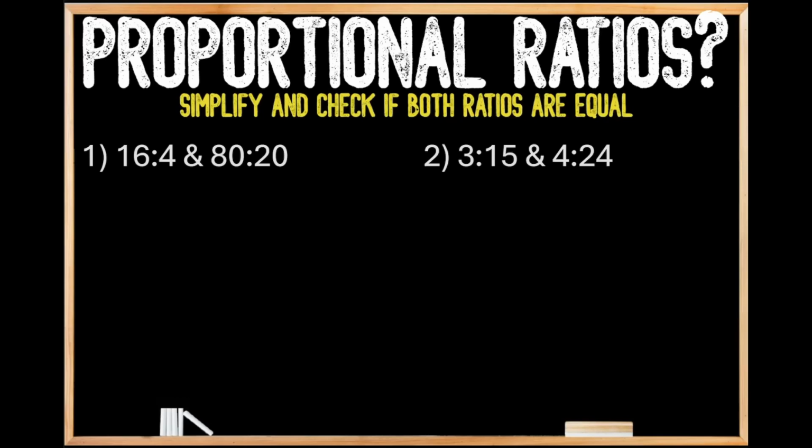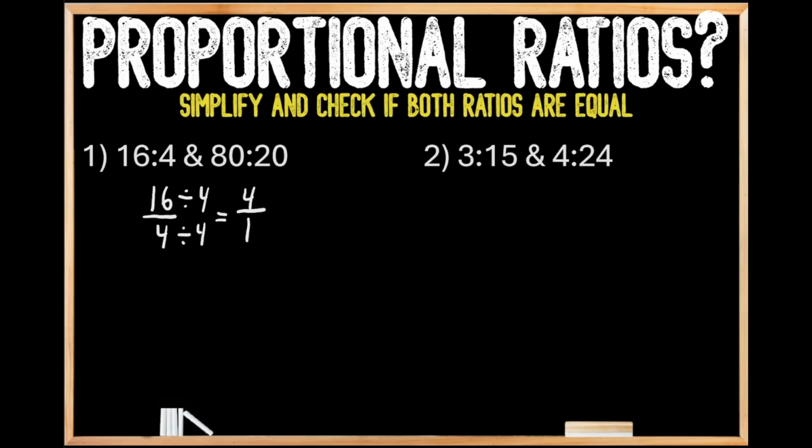So the first ratio here we have is 16:4. And we're going to divide both of these terms by their greatest common factor in order to simplify this ratio. In this case, both terms share the greatest common factor of 4, so we're going to divide both of these terms by 4. When we divide 4 by 4, we get 1, and when we divide 16 by 4, we get 4 for the simplified ratio of 4:1.